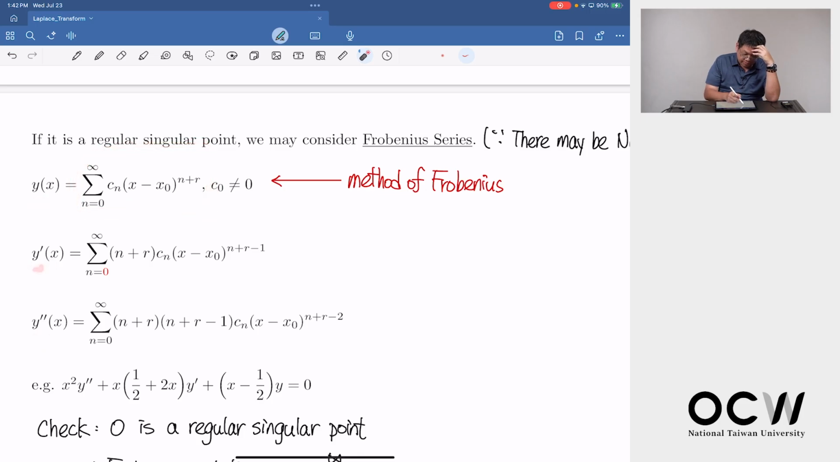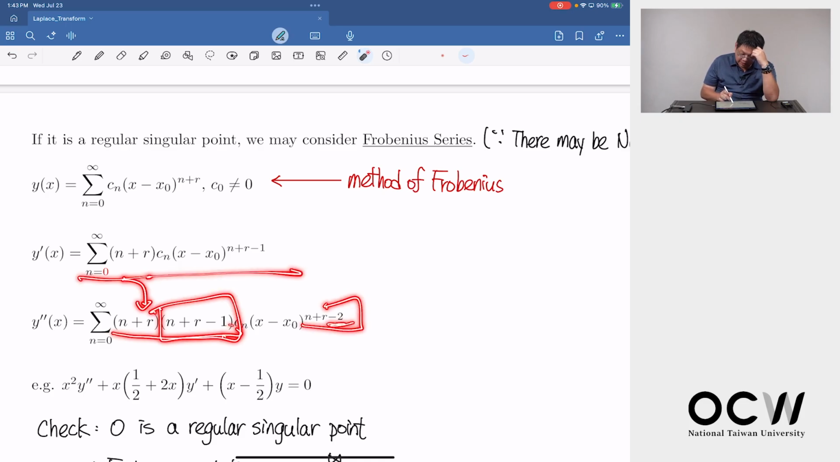For y prime, you take the derivative, and using the chain rule, you will get n plus r, and the power will be n plus r minus 1. The n is still from 0 to infinity, because if you put 0, I have r here, so it is not 1. Your n is still from 0. Same thing if you take a derivative again, then you have this additional term, and your power will be the same but minus 1 again, so you get minus 2.